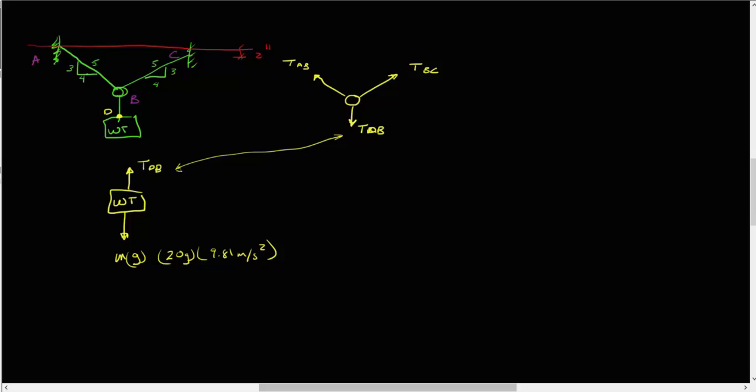And then you would sum your forces again, sum your forces in the x, and you would sum your forces in the y. And you would use your angles that were given to you, and you could solve for the tensions in AB and BC using these 2 equations. We're going to get into some examples here in a little bit.